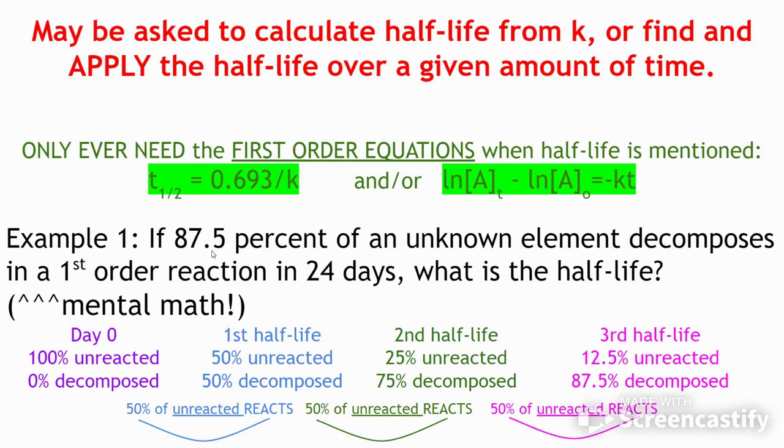So just by going through this process of figuring out how many half-lives have happened, just with the definition of half-life, we know 3 half-lives have happened in those 24 days, which means that each of those half-lives has to be an 8-day half-life.